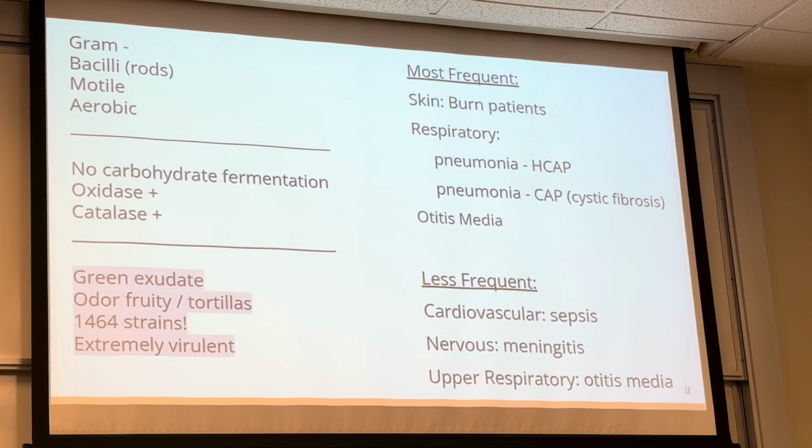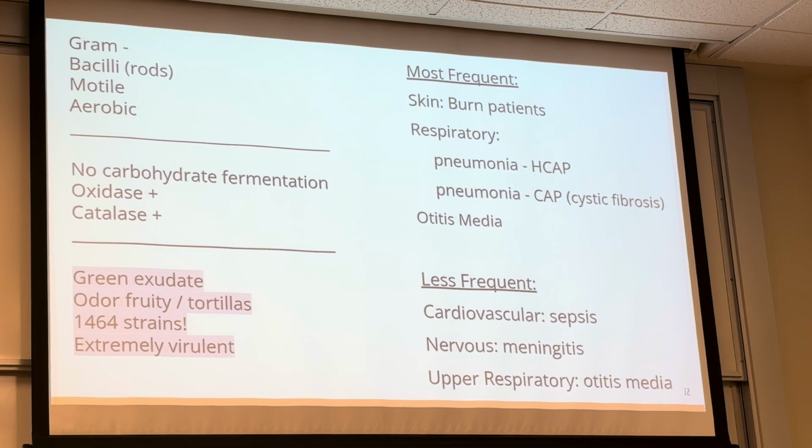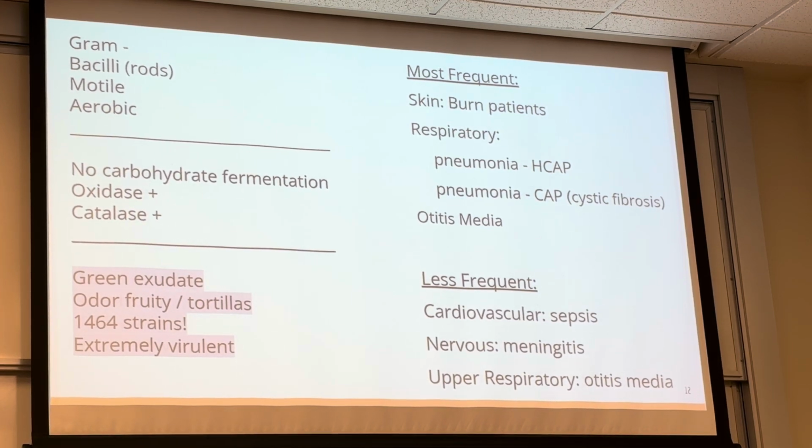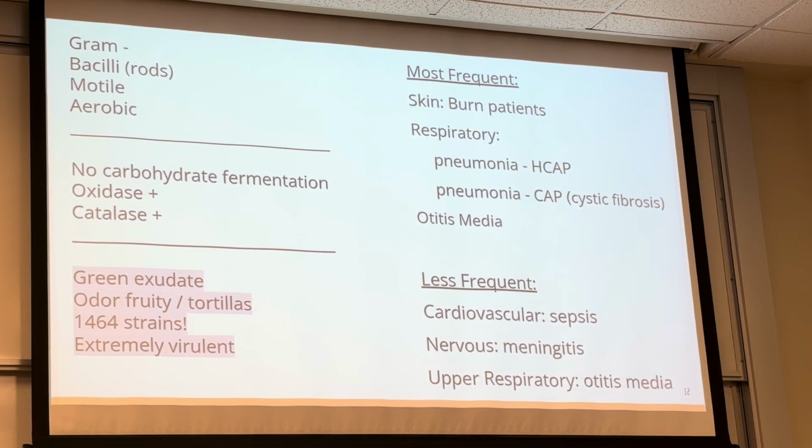You don't have to write this down, the green exudate or the odor, fruity tortillas, but you'll hear that in a clinical setting. And when we grow Pseudomonas aeruginosa in the lab and you go like this and smell it gently, you can smell it. It smells like tortillas. And they're green. It's green on a plate when it grows. And green exudate is like pus. It makes like a green pus when your patient has it.